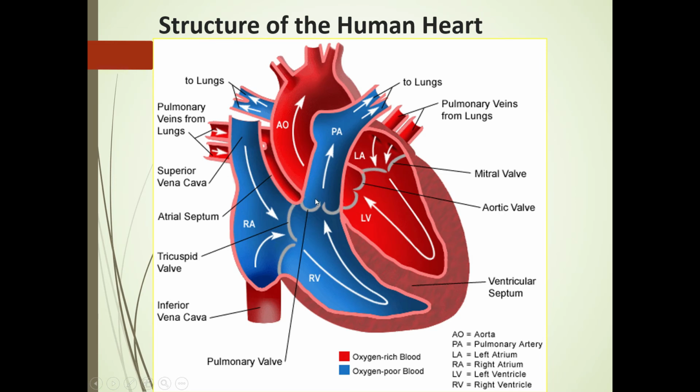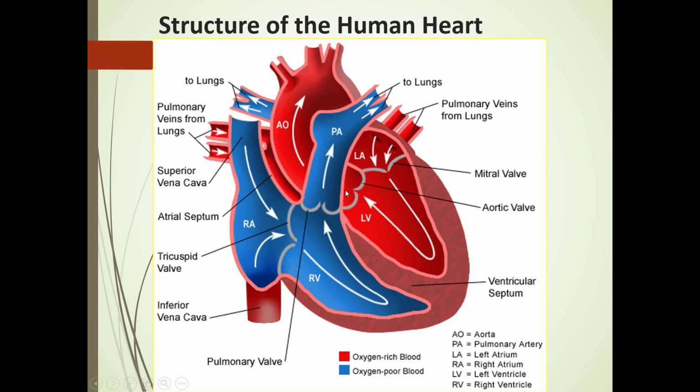And this one is actually a cusp valve, the bicuspid valve. This one is also called the semilunar valve. All of this is part of the heart, that you have to remember. You can refer to your textbook. The blue part is the oxygen poor blood.